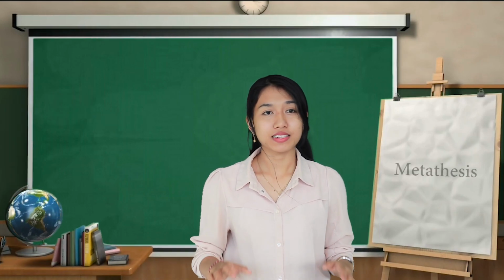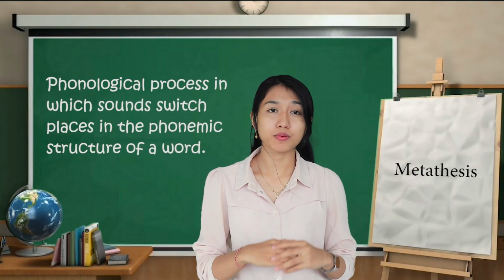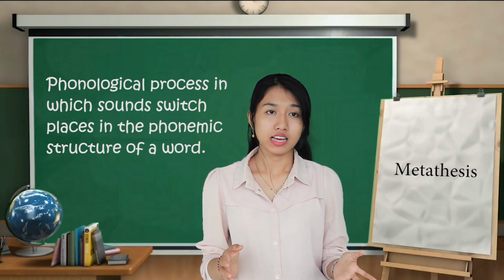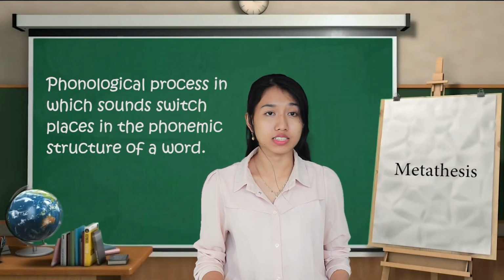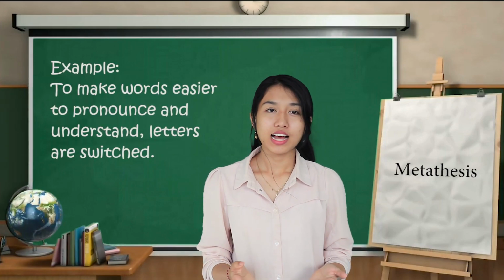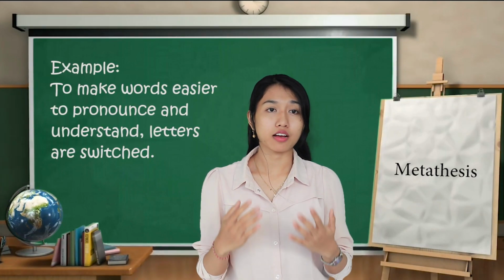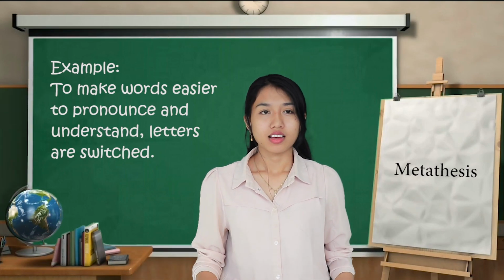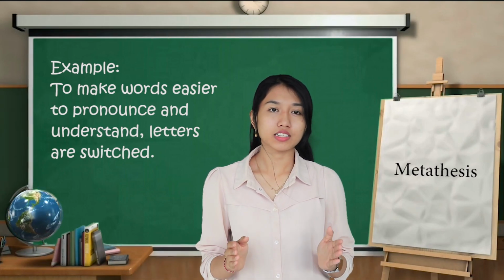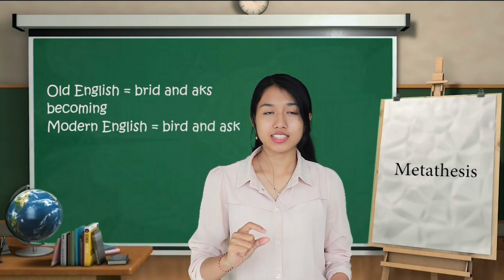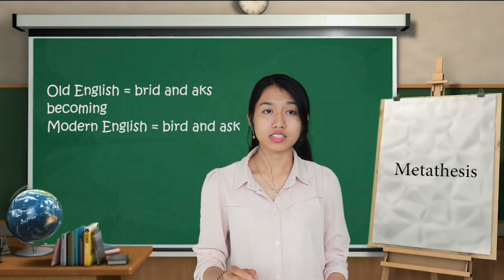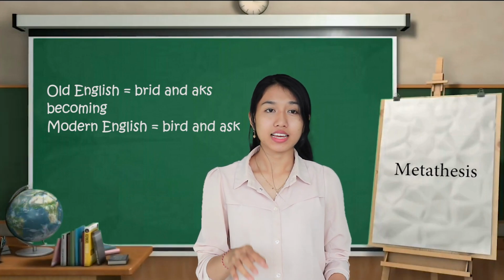And the last is metathesis. Metathesis is a phonological process in which sounds switch places in the phonetic structure of a word. For example, to make words easier to pronounce and understand, letters are switched. Two historical examples include Old English brid and acsian becoming modern English bird and ask.